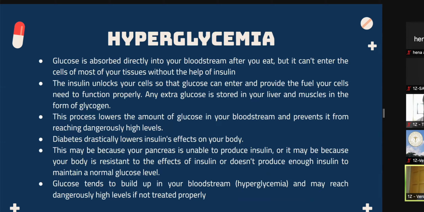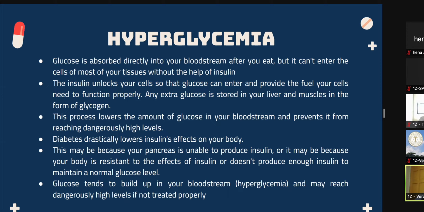So with hyperglycemia, during digestion, your body breaks down carbohydrates from foods such as bread, rice, and pasta into various sugar molecules. One of these sugar molecules is glucose, the main energy source of the body. Glucose is absorbed directly into the bloodstream after you eat, but it can't enter the tissues since there is insensitivity to insulin. So when the glucose level in the blood rises, it signals your pancreas to release insulin. The insulin unlocks your cells so that glucose can enter and provide the fuel your cells need to function properly. Again, this mechanism was discussed by Dr. Adrian earlier. Any extra glucose is stored in your liver and muscles in the form of glycogen. This process lowers the amount of glucose in the bloodstream and prevents it from reaching dangerous levels. So diabetes drastically lowers insulin effects on your body.